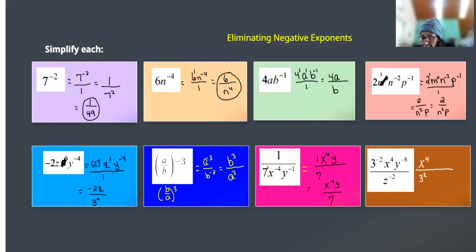Y to the -8, it's on top, put it on the bottom, and now it's positive. Z to the -2 is on the bottom, I put it to the top, and now it's a +2. And then if you want to put 3 squared as 9, that would be great. X to the 4th, z squared over 9y to the 8th, because 3 squared is 3 times 3.